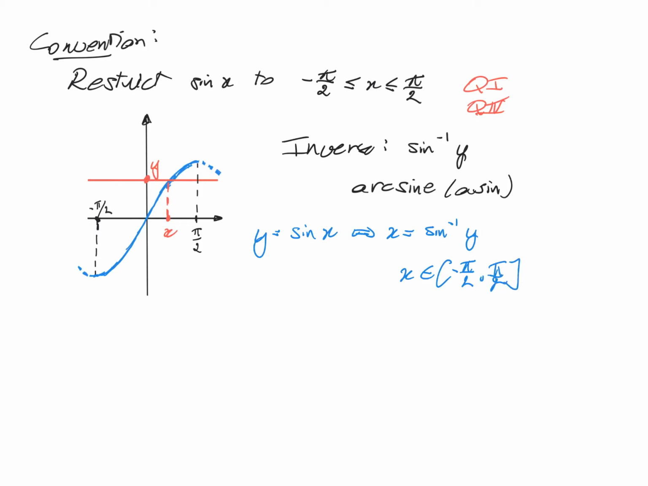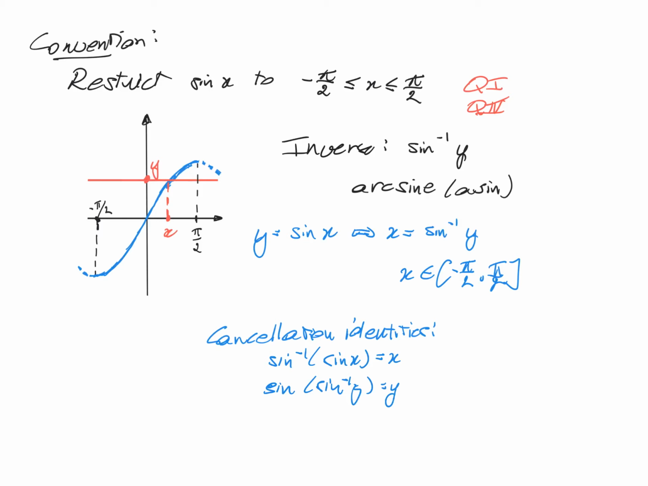Given these restrictions, you also have the cancellation identities. Meaning that the inverse sine of sine x is x, or sine of the inverse sine of y is y. Given here that x is between minus pi over 2 and pi over 2, or that y is between minus 1 and 1.